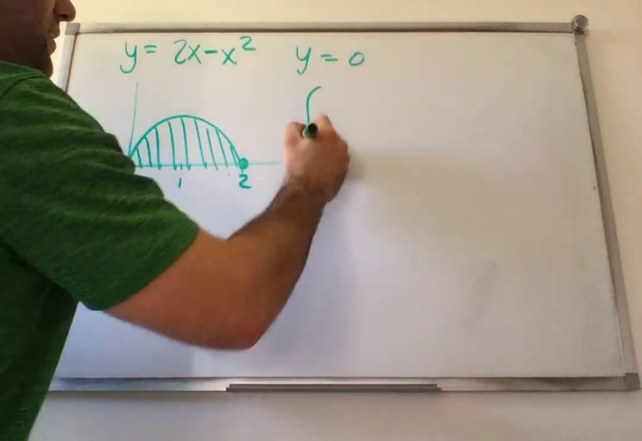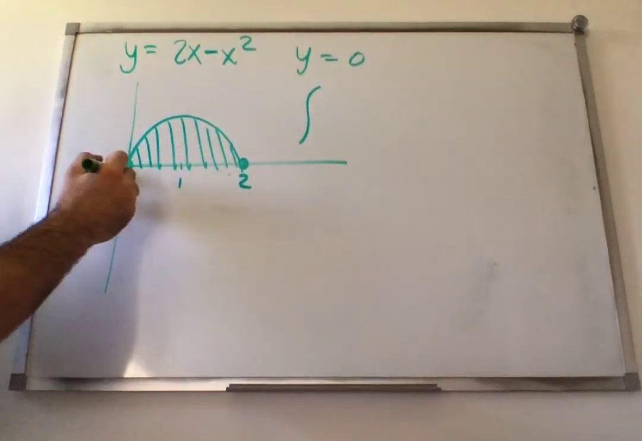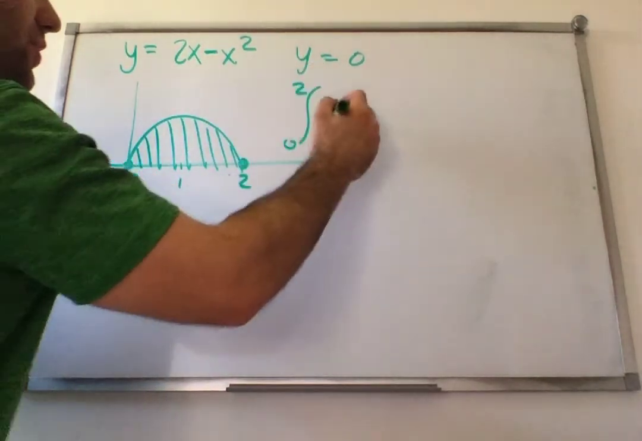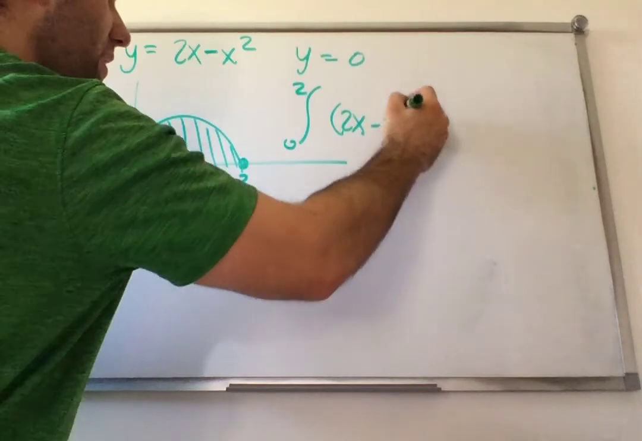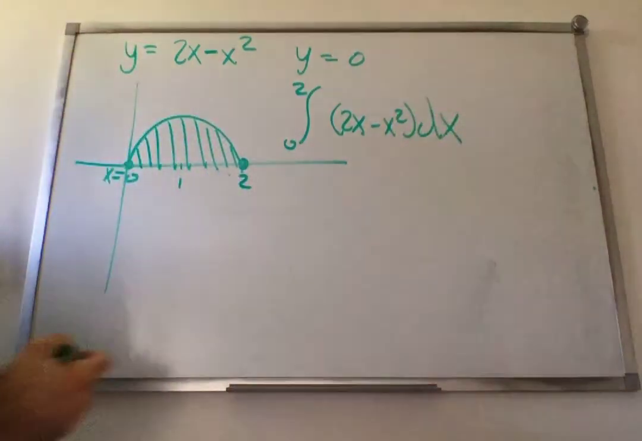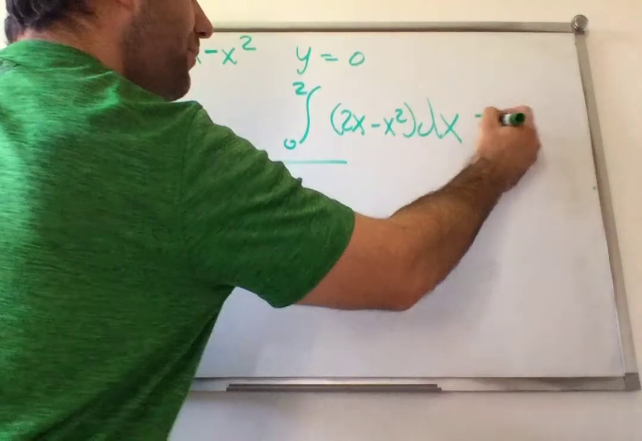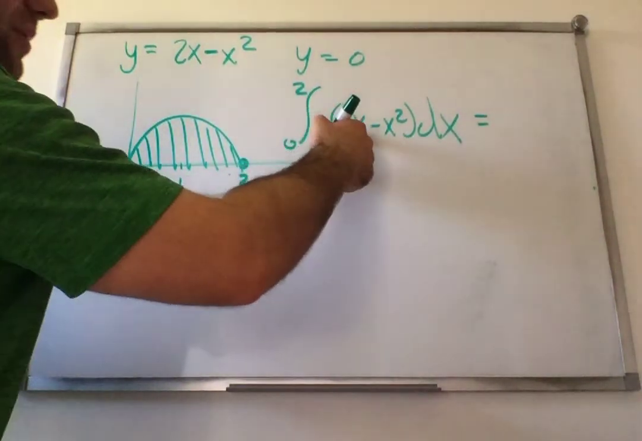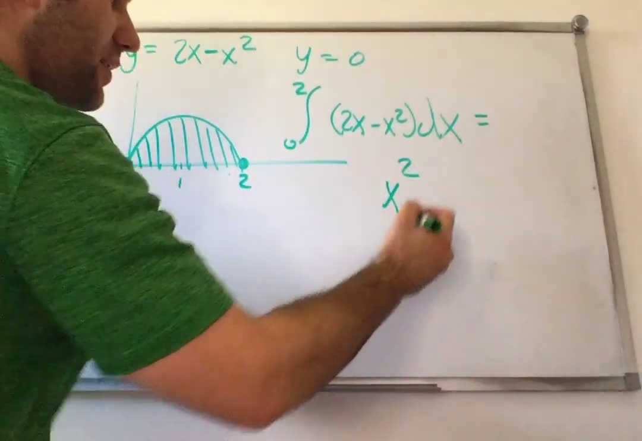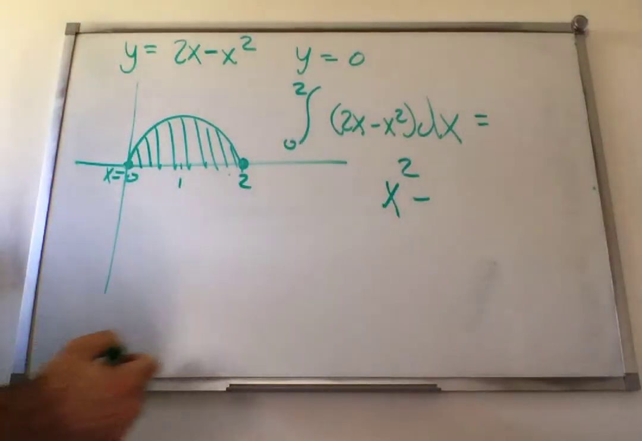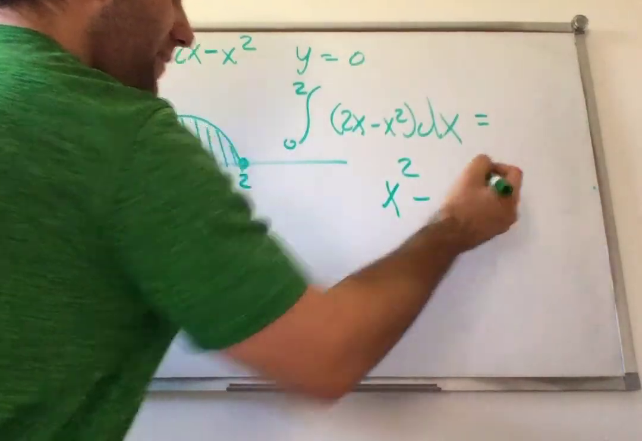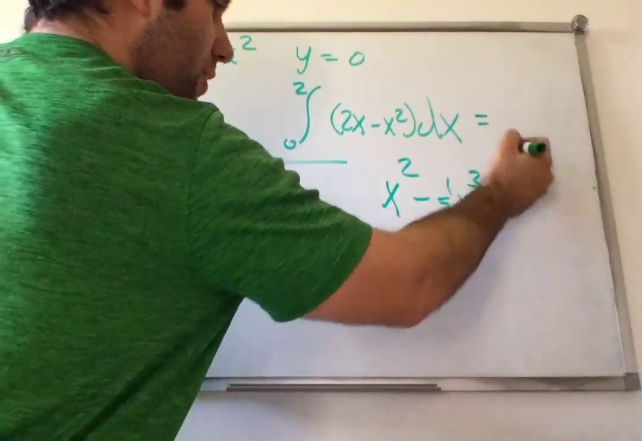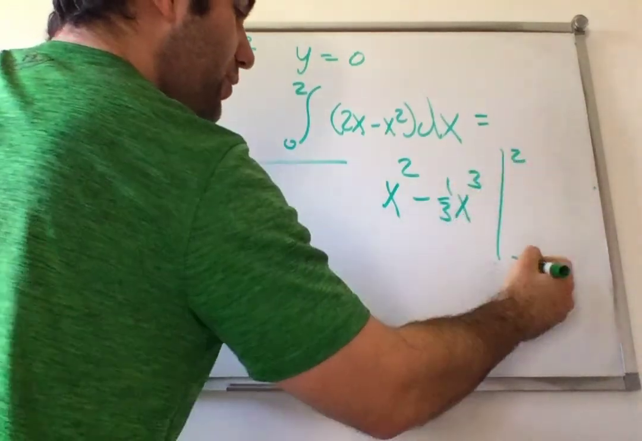So that just means take the integral from x equals 0, that's the start of the area, to x equals 2 of 2x minus x squared dx. Well, I just have to find the antiderivative. Antiderivative of 2x, x squared, minus the antiderivative of x squared. Go up 1 power, you have x cubed. Divide by that power, you're going to have a 1/3 right there. So evaluate this at 2 and at 0.